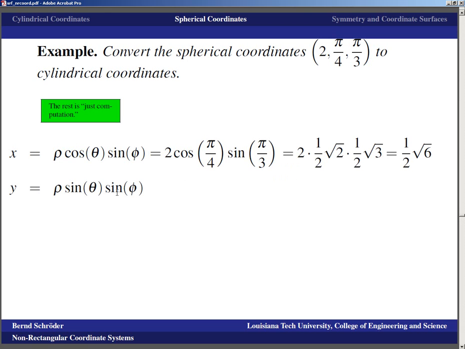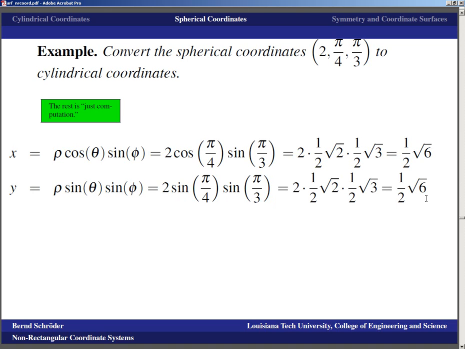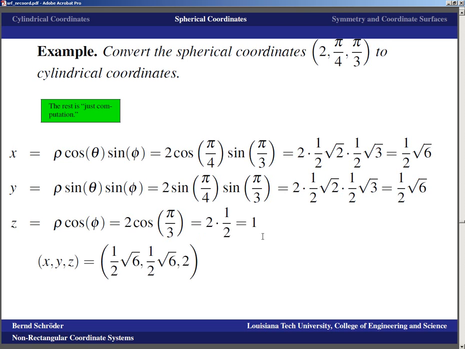Y is rho sine theta sine phi. So that'll be 2 sine pi over 4 sine pi over 3. Well, sine pi over 4 is 1/2 root 2, the 2 stays, and sine pi over 3, as I just embarrassed myself, is still 1/2 root 3, so that ends up being the same number as above, 1/2 root 6 also. And z is rho cosine phi, so 2 times cosine pi over 3, and cosine pi over 3 now is 1/2, so 2 times 1/2 gives us 1 here. So x, y, z is 1/2 root 6, 1/2 root 6, and 2.